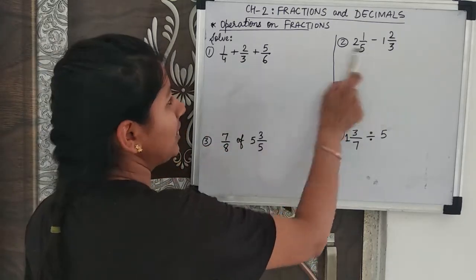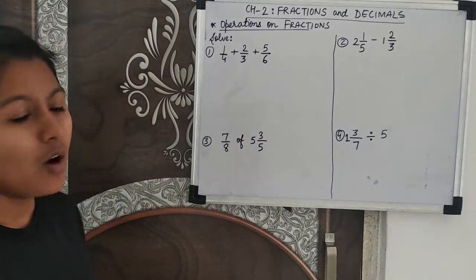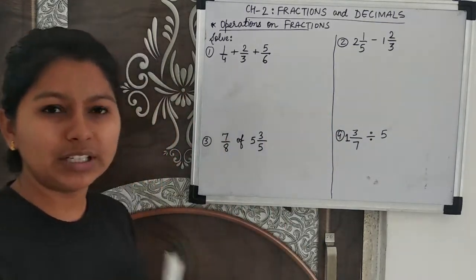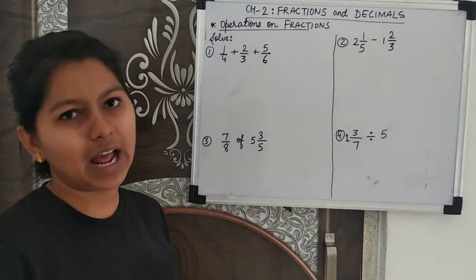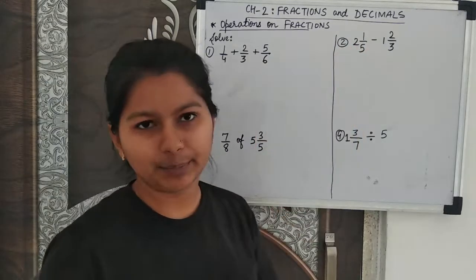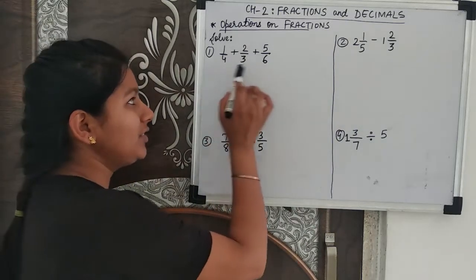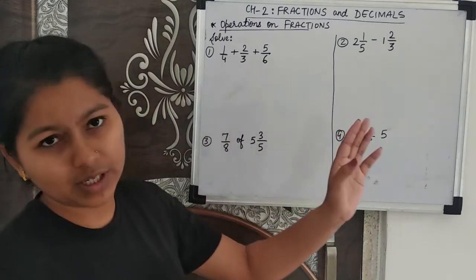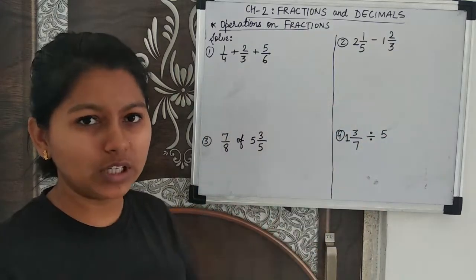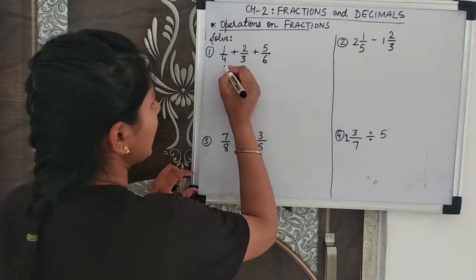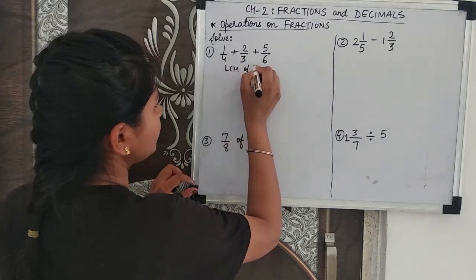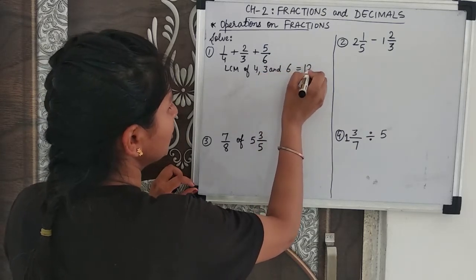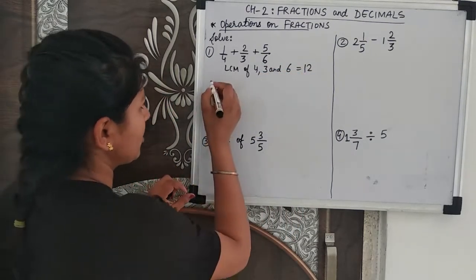So in addition and subtraction, in both cases, first of all we have to check the denominator. If the denominator is the same, then we can directly add the numerators or directly subtract the numerators. But if the denominator is not the same, then the first rule is to make all denominators the same, and that also equal to the LCM. Now in this case, the LCM of 4, 3 and 6 is 12. You can check it also.